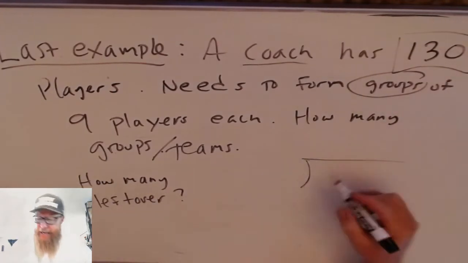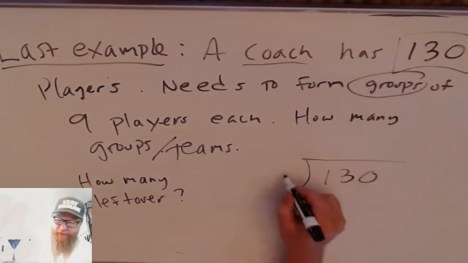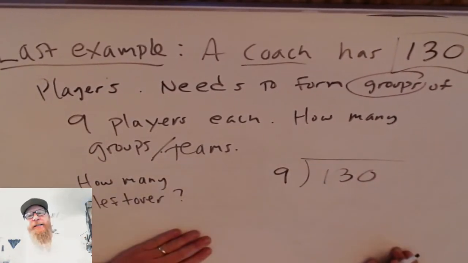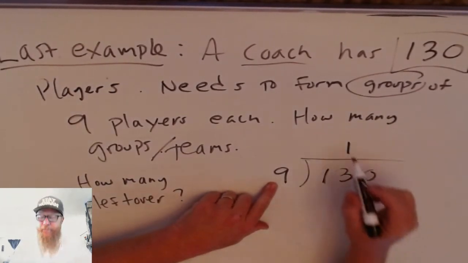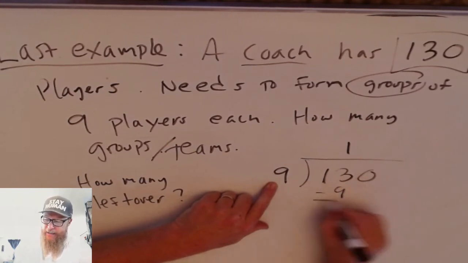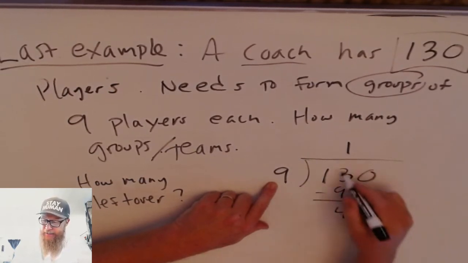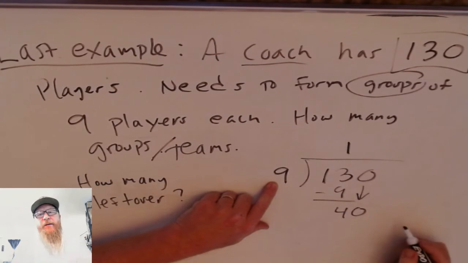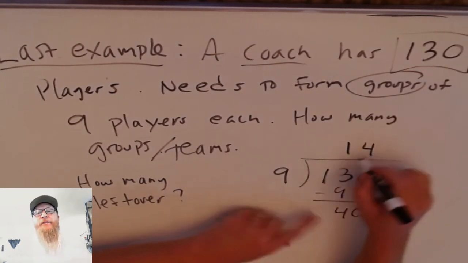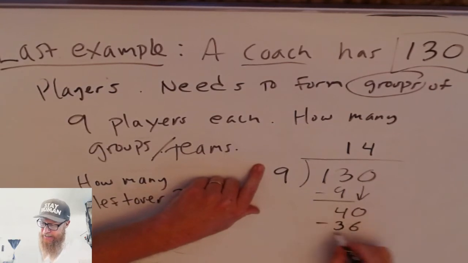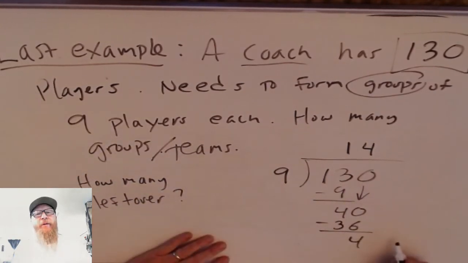So again, the dividend is 130. Divisor is 9. 9 goes into 13 one time. 1 times 9 is 9. Subtract. Get 4. Bring down the 0. 9 goes into 40 4 times. 4 times 9 is 36. Remainder 4.